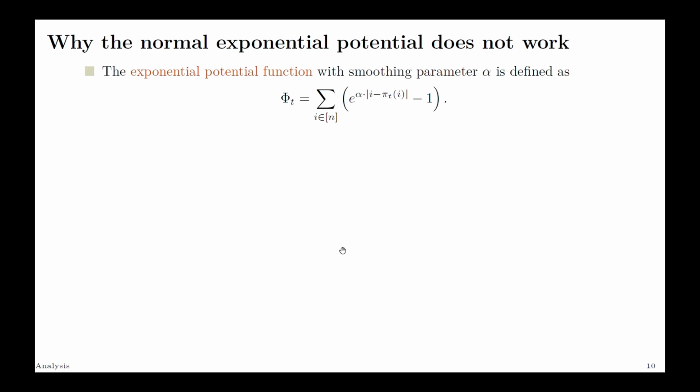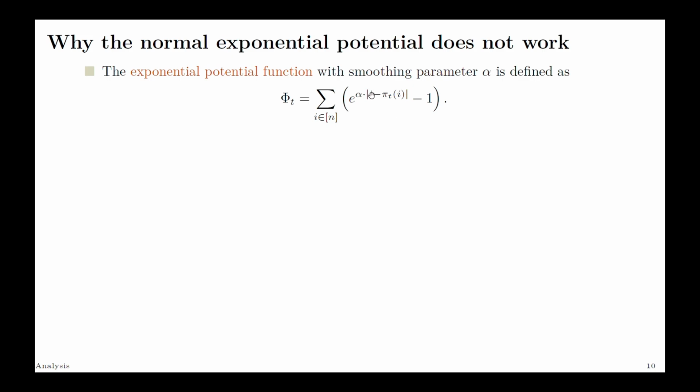So the exponential potential function is a very natural potential function for this problem. We basically take the distance of an element to its target, we multiply it by a smoothing parameter, and we exponentiate it and aggregate over all elements. The -1 term that we have here is to ensure that the potential is 0 if we're in the sorted configuration.